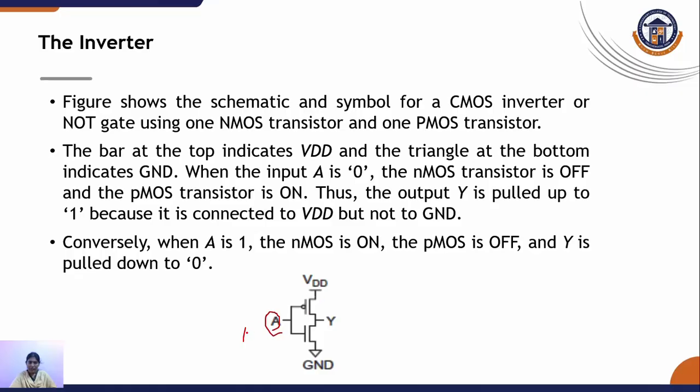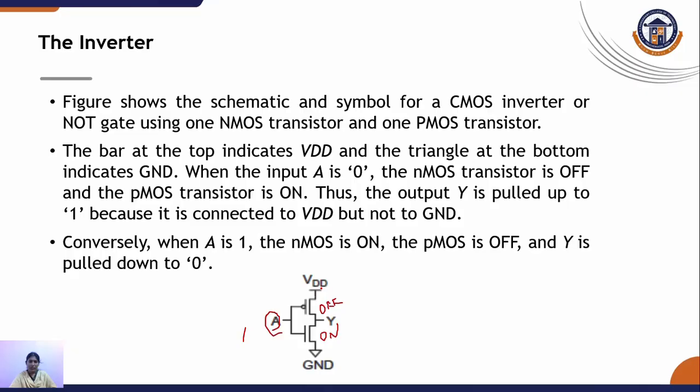When we are giving the A value, the gate value equal to 1, here A means gate value. What is the switch value of this PMOS? 0. That is an open switch. This is off. Okay, this is off. What is here? On. This is on. So when we are giving A value equal to 1, the NMOS transistor is on and the PMOS transistor is off.